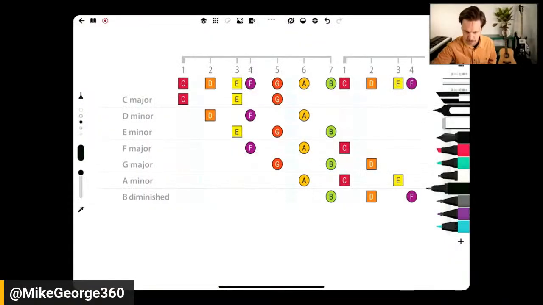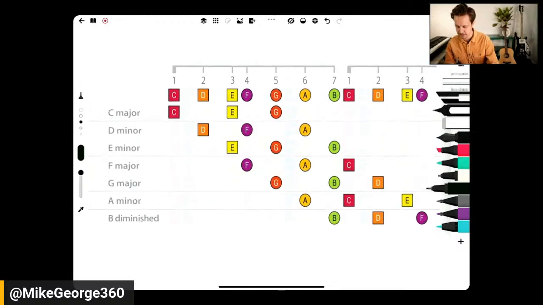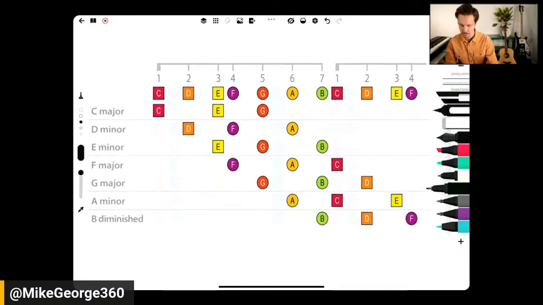So let's look at Roman numerals and understand not only why they're cool, but why they're super cool and really empowering when it comes to understanding musical patterns. This is a table of notes, and here at the top we have the major scale: C, D, E, F, G, A, B, C.